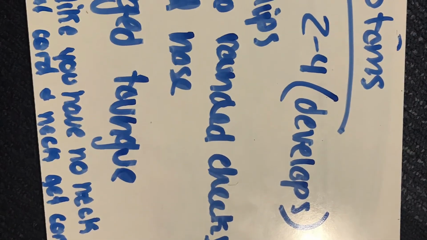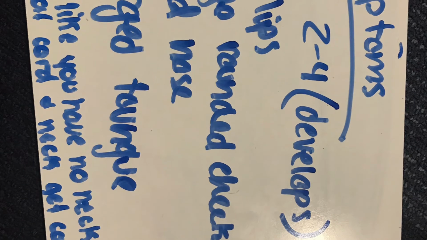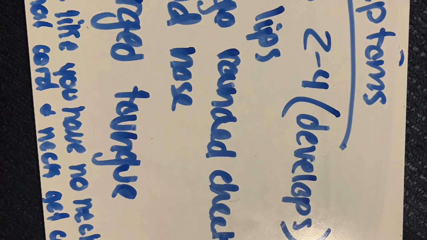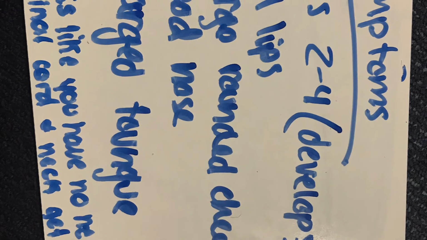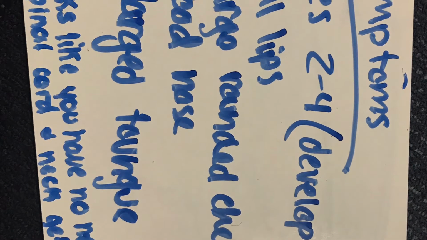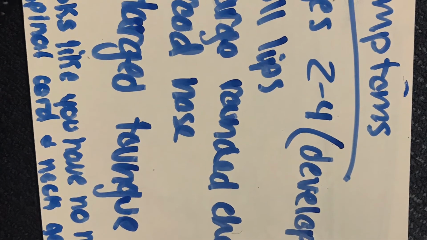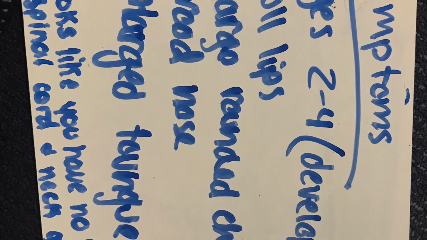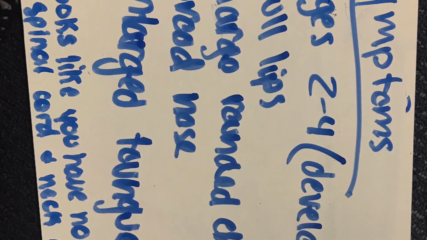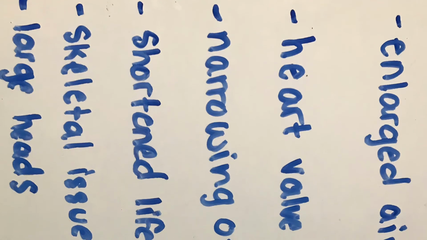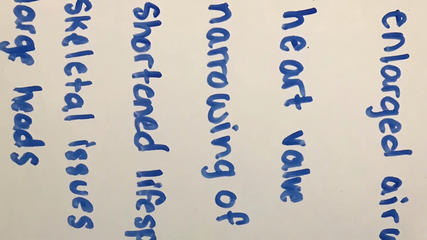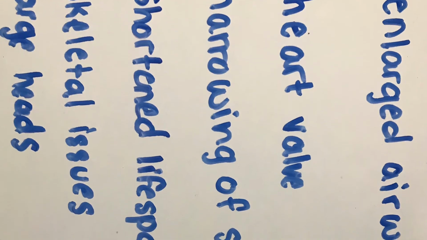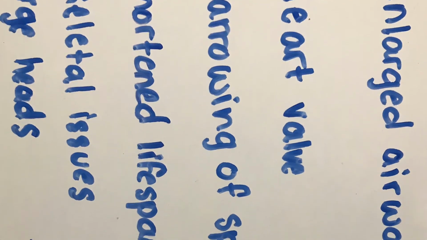Some symptoms of mucopolysaccharidosis: it develops between ages 2 and 4. You develop full lips, large rounded cheeks, a broad nose, and an enlarged tongue. It may look like you have no neck because the spinal cord and neck get compressed. With enlarged airways, it shortens the amount of space they have to breathe or swallow. With a narrow airway, it causes repetitive upper respiratory infections and short pauses during sleep.